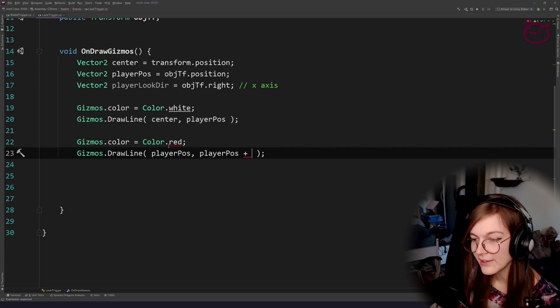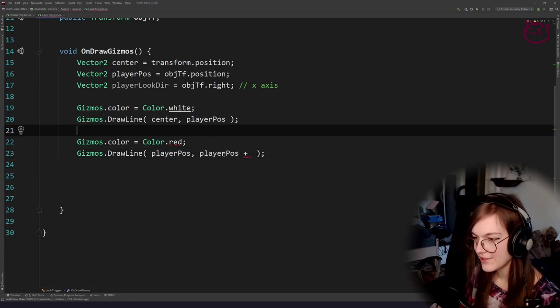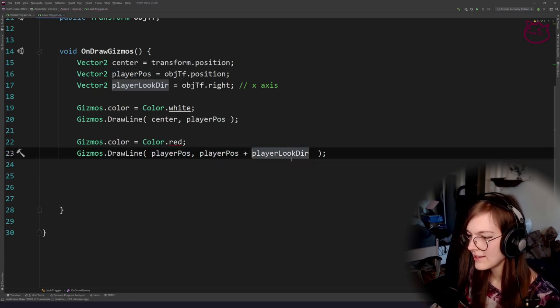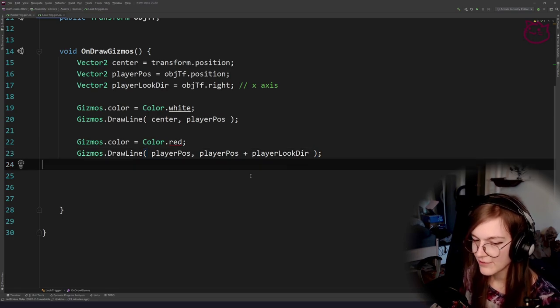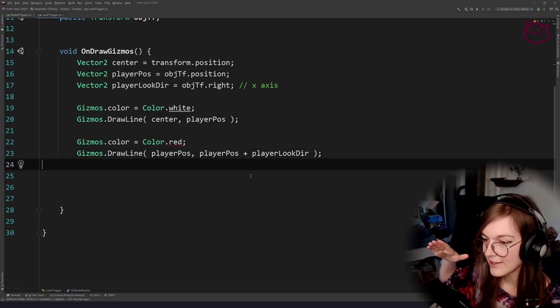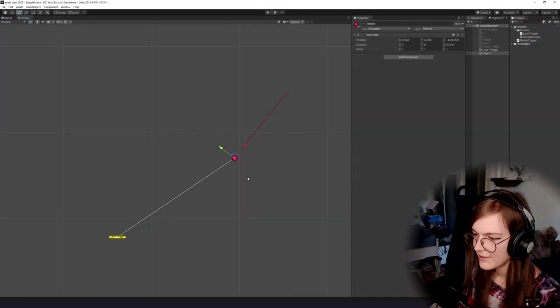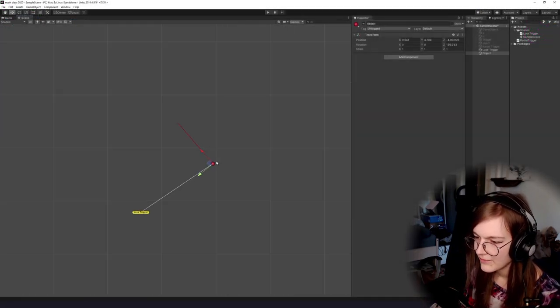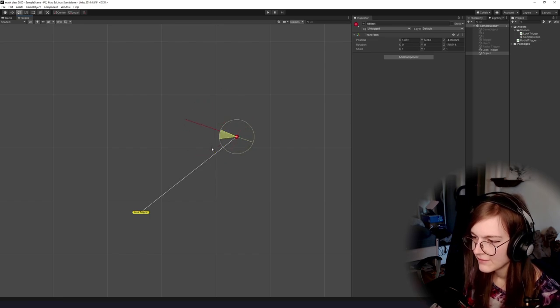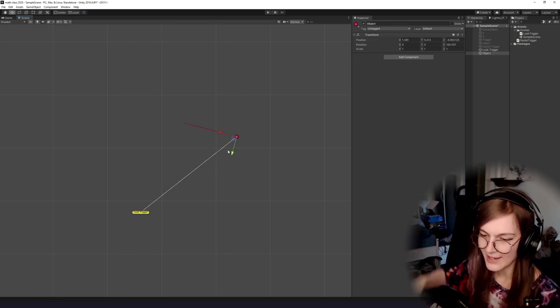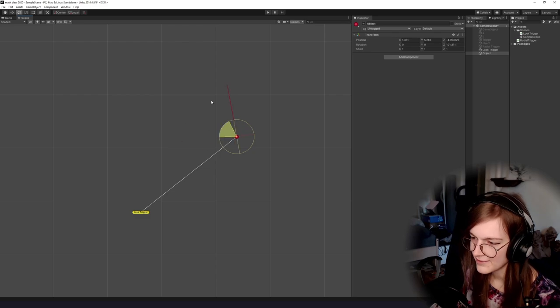So we draw a line from the player to the player plus the look direction. What that means is that there's going to be a line that goes 1 meter out from the player. There we go. Now if we rotate this one, we have a red line that is directly aligning with the x-axis of the player.